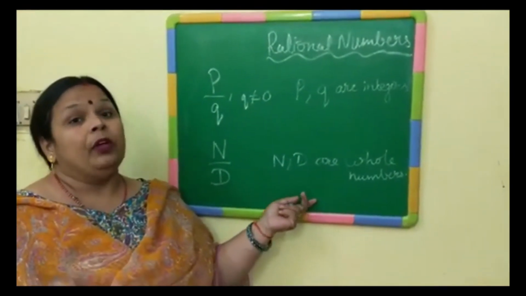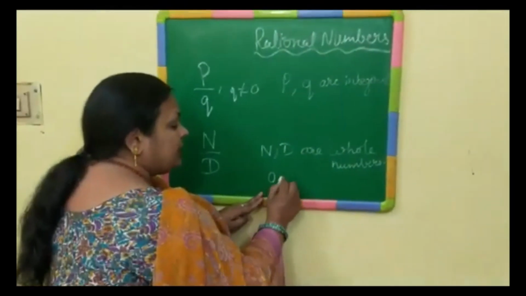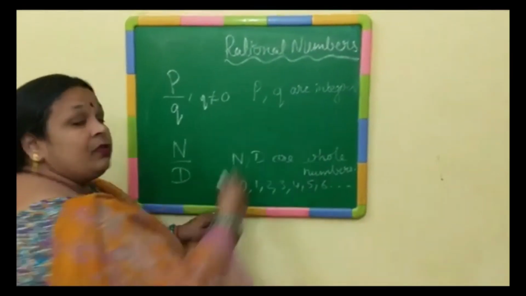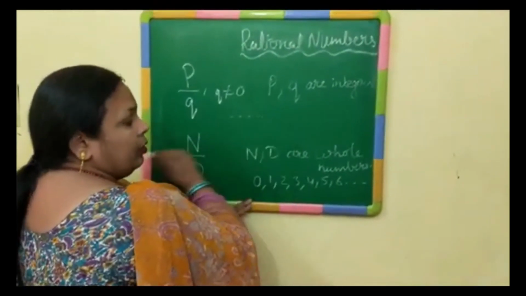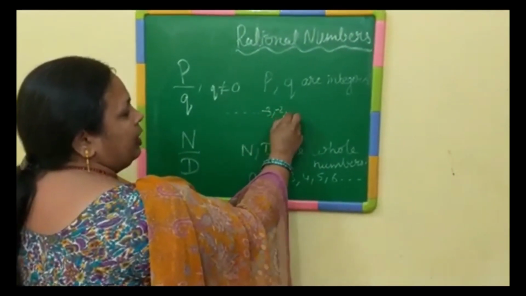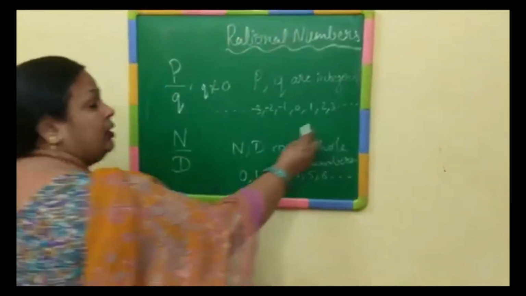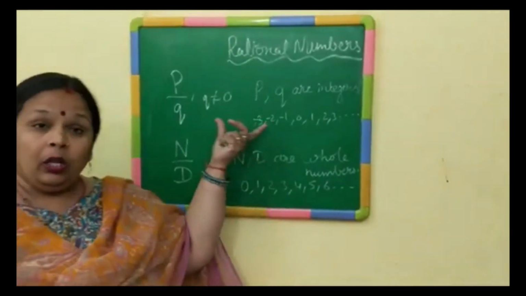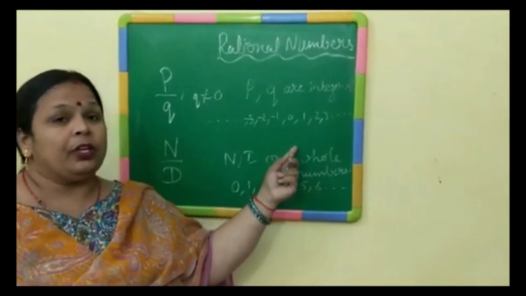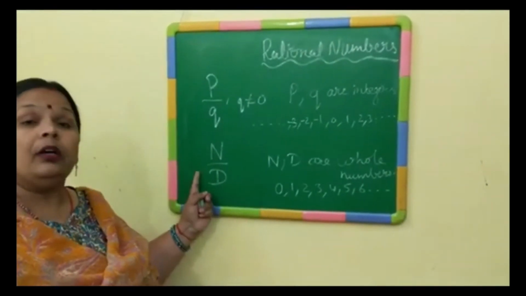I hope it is clear to you what integers and whole numbers are. If you are unable to recall, just have a very short recap. Whole numbers begin with 0, 1, 2, 3, 4, 5, 6 and so on. Whereas when we talk of integers, it means the numbers can extend to this side also: -3, -2, -1, 0, 1, 2, 3 and so on. The group of all negative and positive numbers along with 0 gives you integers. So this is the major difference between a rational number and a fraction.